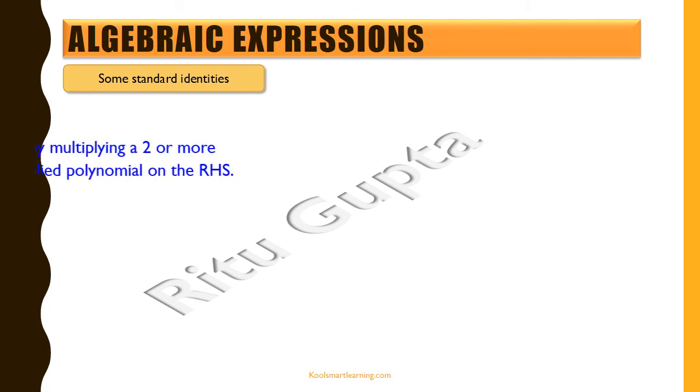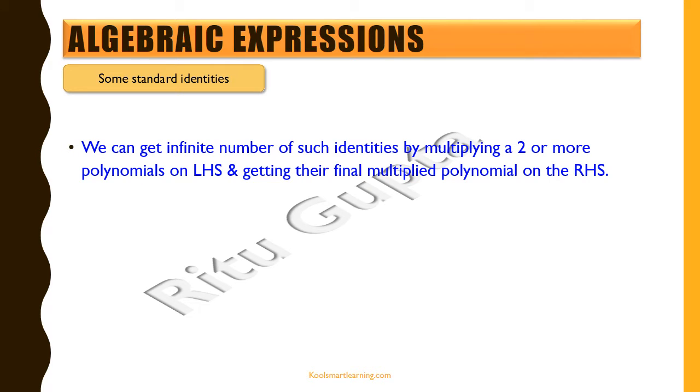Now the important point here is, if this is an identity, we can get an infinite number of such identities by just multiplying two or more polynomials on the left hand side. If you go to the previous one, x plus 1 multiplied by x plus 2 is equal to x square plus 3x plus 2 is simply a multiplication performed on two polynomials, and whatever the result is will always be true. So you could get any number of such identities by putting two or more polynomials on the left hand side and the multiplied result, or you could say the final product polynomial, on the right hand side.